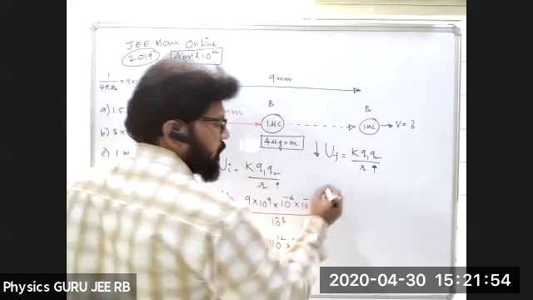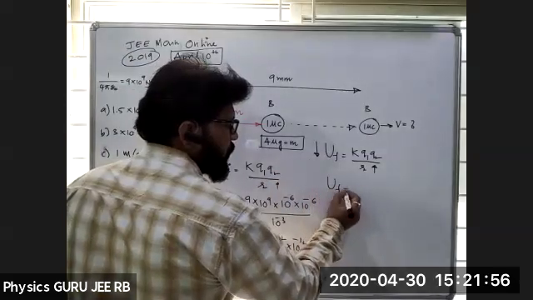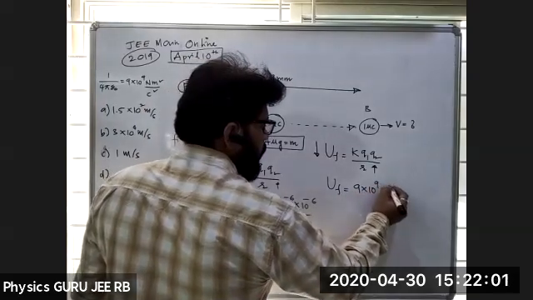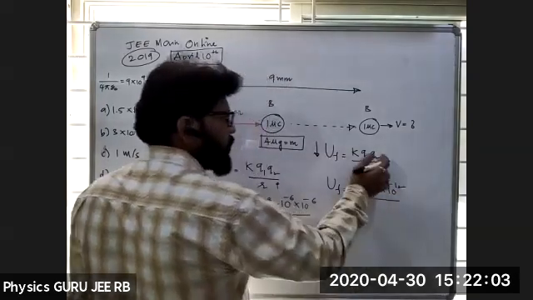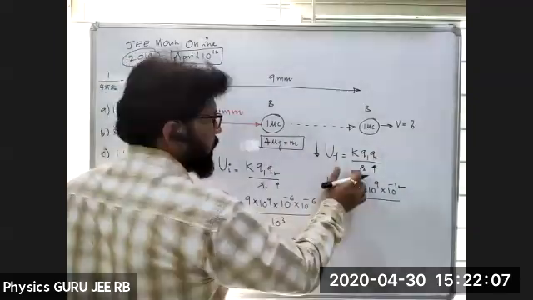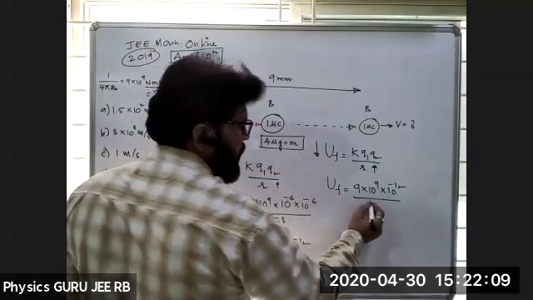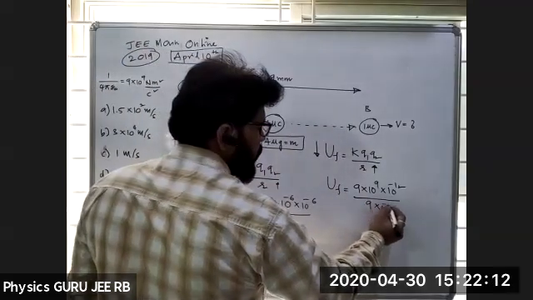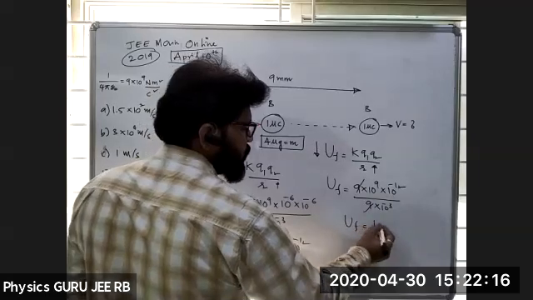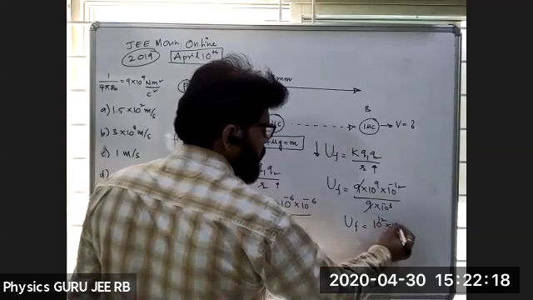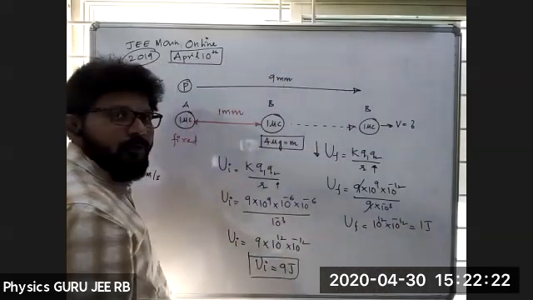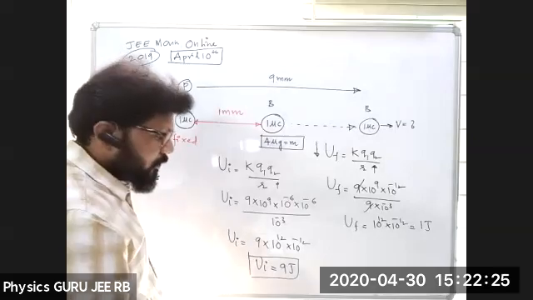Now for the final potential energy, 9 into 10 to the power of 9, into Q1 Q2, 1 microcoulomb each, divided by R. R is 9 millimeters, 9 into 10 to the power of minus 3. These two will get cancelled. U final equals 10 to the power of 12 into 10 to the power of minus 12, which is nothing but 1 joule. Okay, final and initial. Now the change.